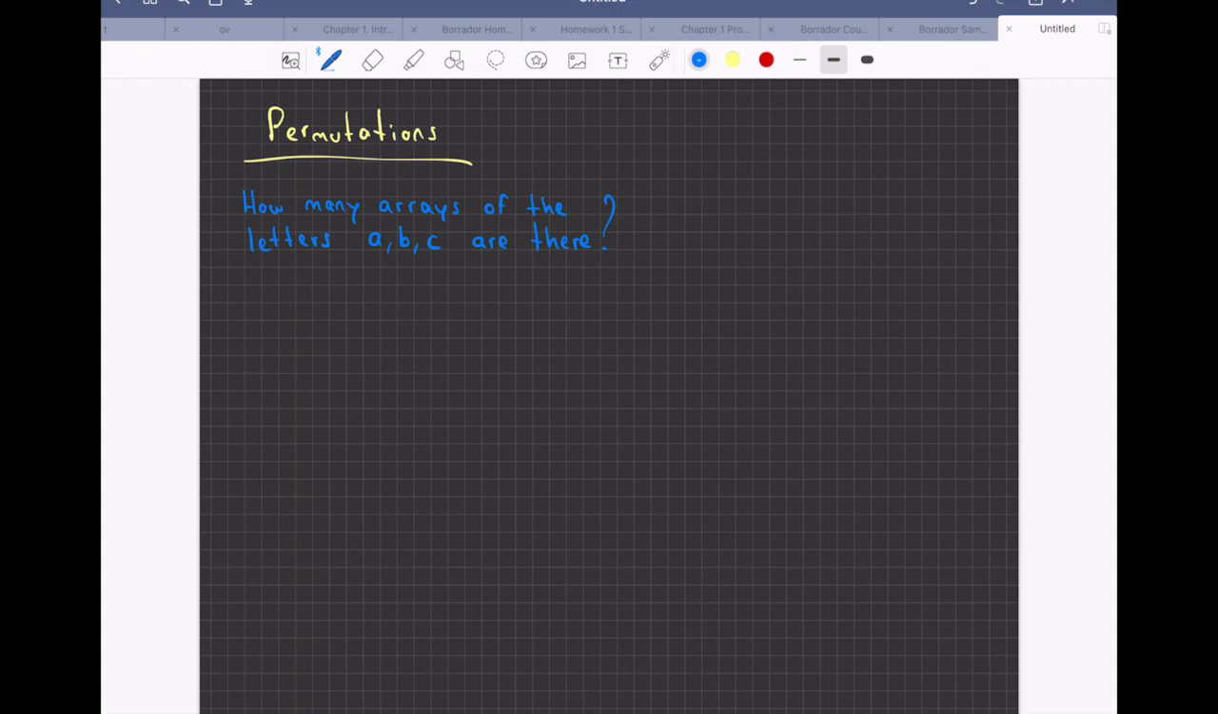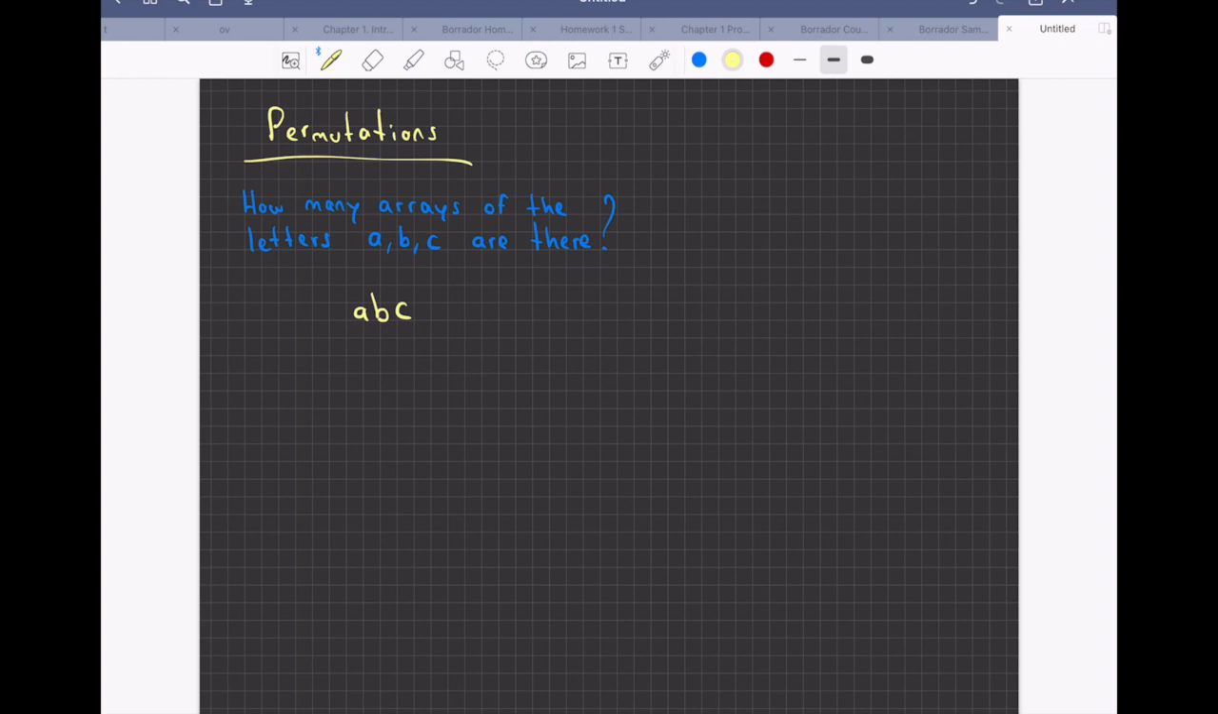Let's say that we have the letters A, B, C, and we want to order them in a certain way. I mean, create arrays of three, the same size, using the same three letters. So how can we do that? It's not very complicated if you try to do this by writing down the possibilities. For example, one possible way is A, B, and C.